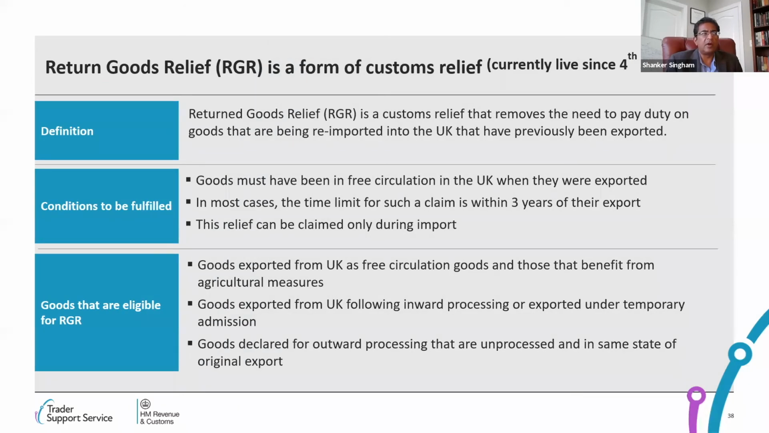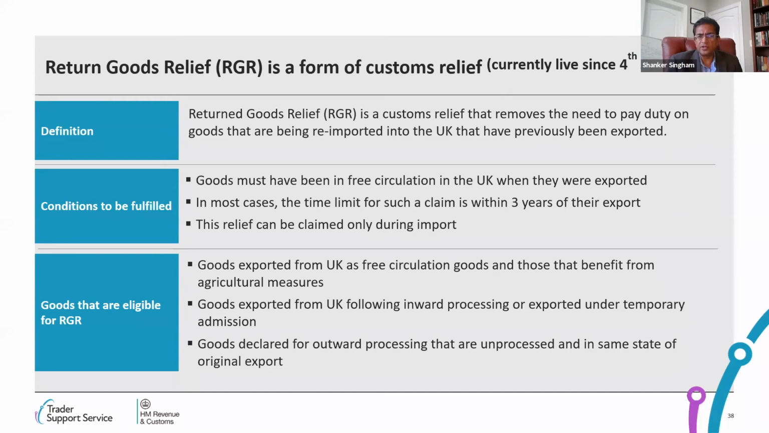Otherwise, you'll need an arrived FFD for all those other non-asterisk goods. So return goods relief is a form of customs relief. It means you don't pay the duty. It's been live since 4th of July, or at least our support for it has been live since the 4th of July. And that removes the need to pay duty on goods that are being re-imported into the UK. They have to be in free circulation in the UK when they were exported. So this would not apply to any of the special processes I just went over. The time limit is within 3 years of their export, and it's claimed during the import process.